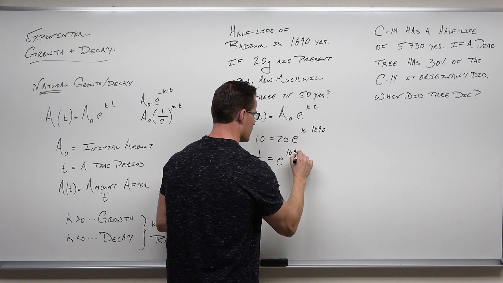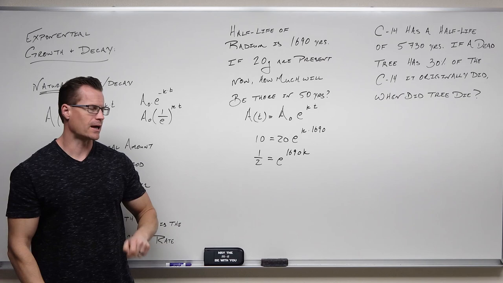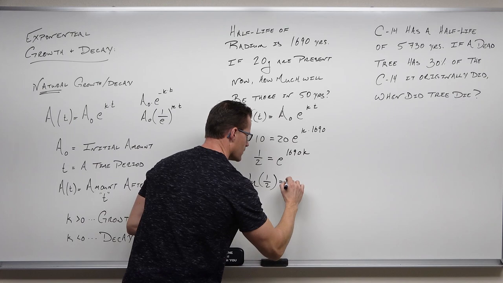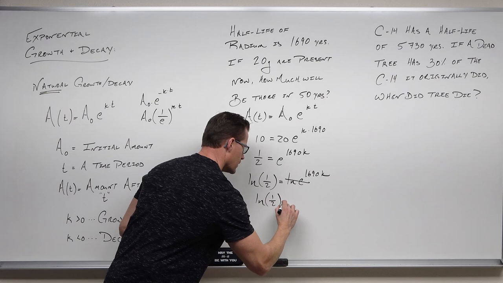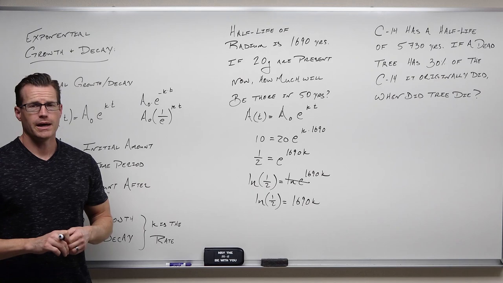Now that we have an exponential isolated, we're ready for an ln. We're going to do a natural log on both sides. And lastly, because we simplify here, we can simply divide by 1690.